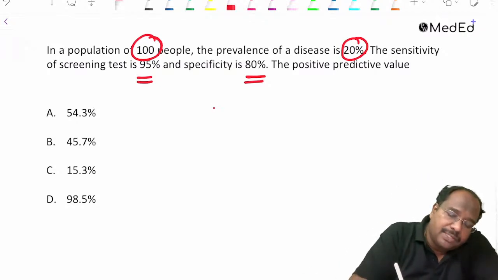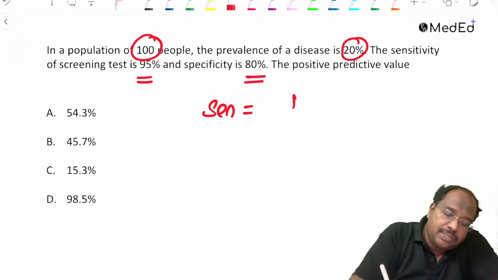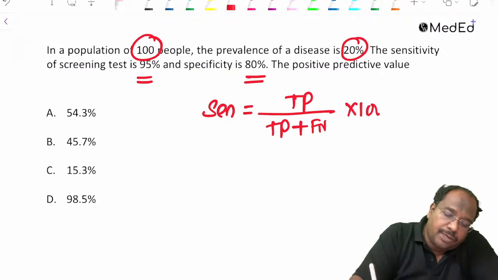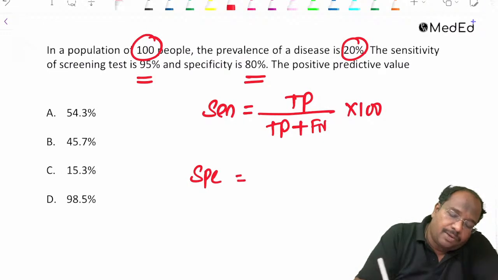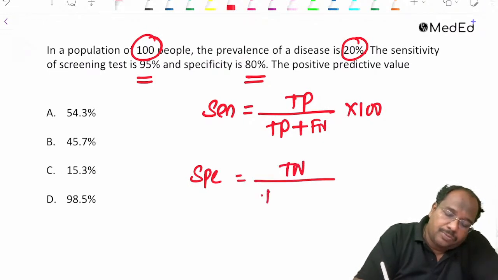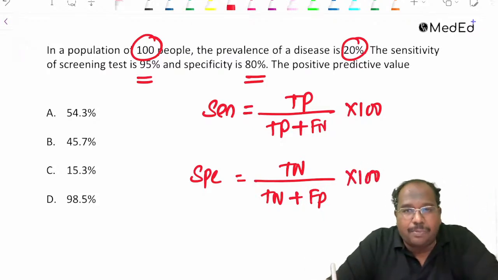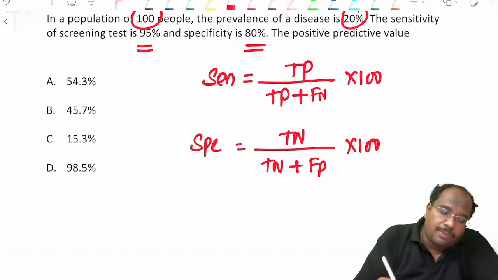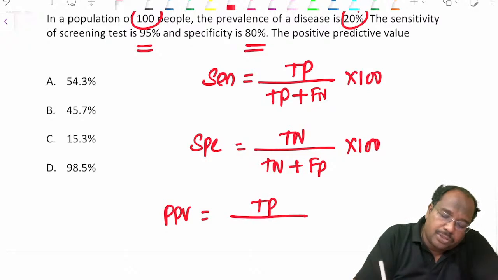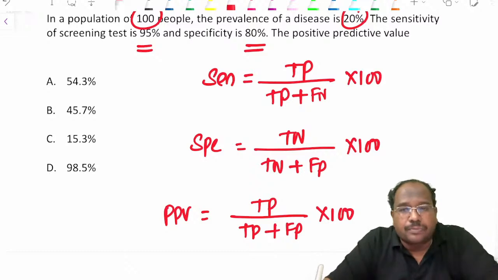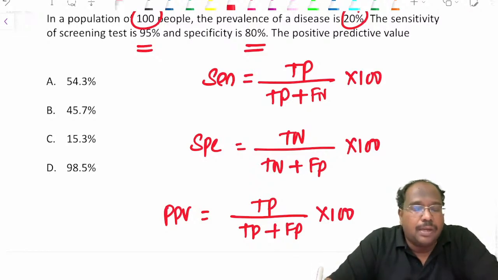What is the formula for sensitivity? Sensitivity is true positives by true positives plus false negatives, multiplied by 100. What is the formula for specificity? True negatives by true negatives plus false positives, multiplied by 100. What is the formula for positive predictive value? The numerator is true positives, the denominator is all positives, multiplied by 100. So it is true positives by total positives.